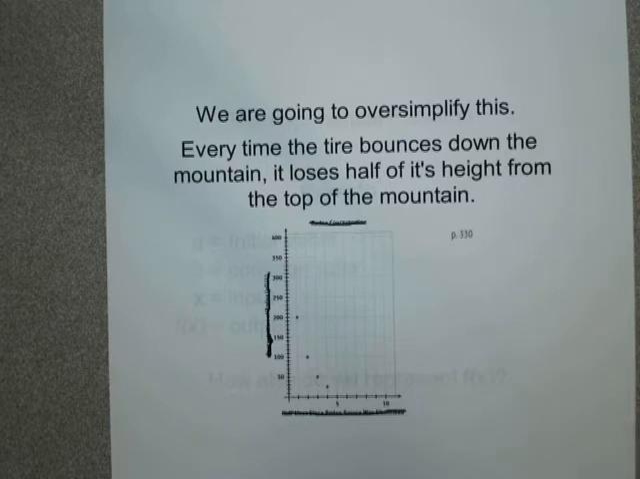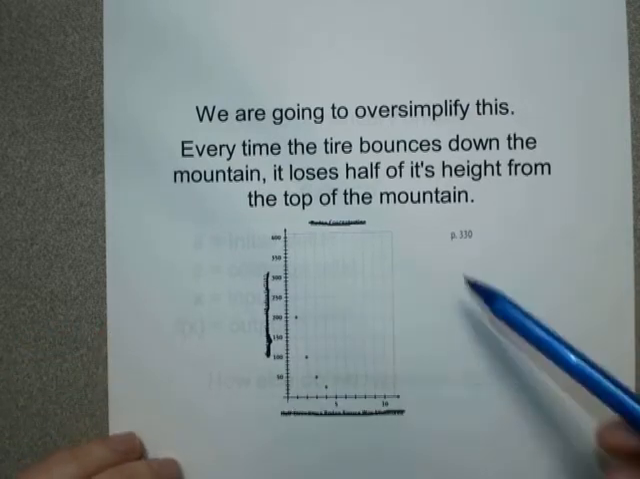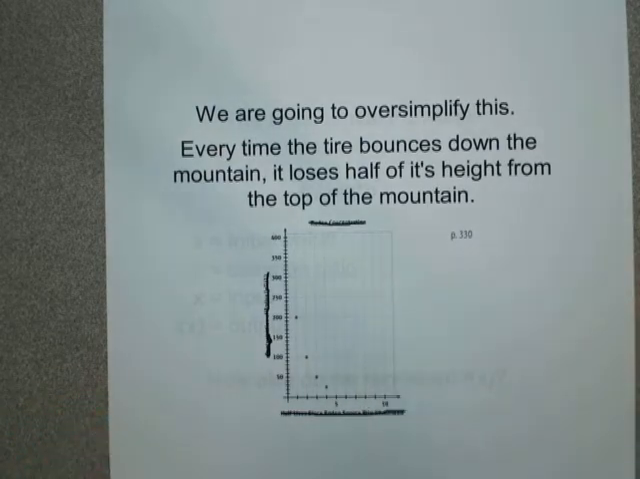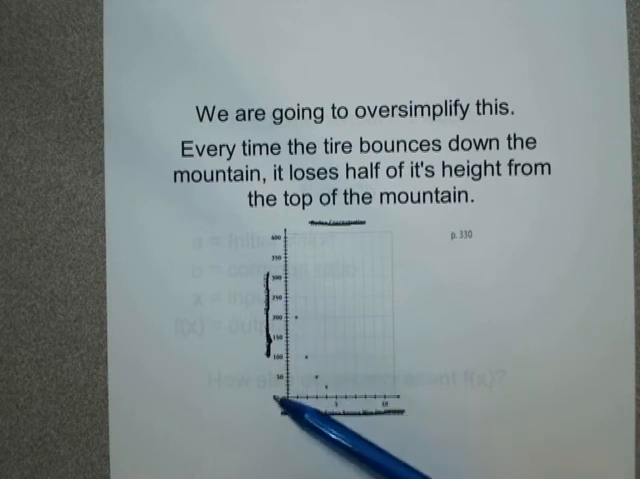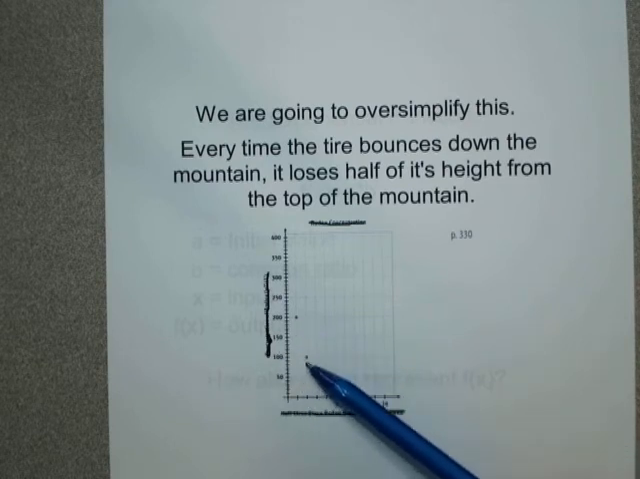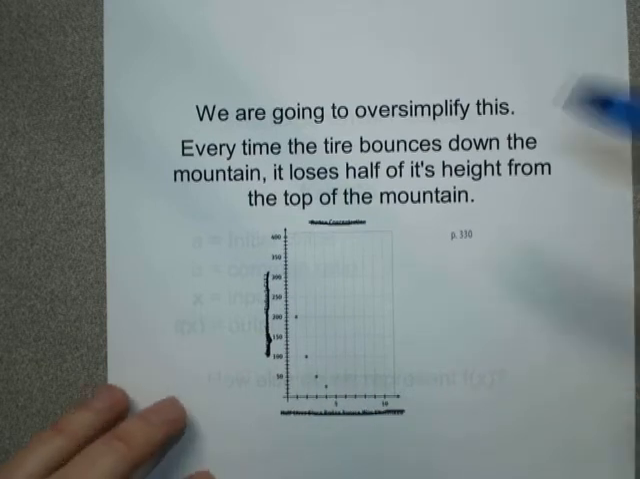Every time the tire bounces down the mountain, it loses half of its height. You saw the first bounce went really high, then the second bounce wasn't quite as high, and the third bounce got lower and lower until it just stopped rolling. So we're going to use the same graph on page 330 that represents radioactive decay, but I don't want you to think about it as radioactive decay. I want you to think about how high the tire bounced every time it hit the ground. It bounced really high the first time, then lower, lower, lower. It's still the same thing. It's still exponential decay.